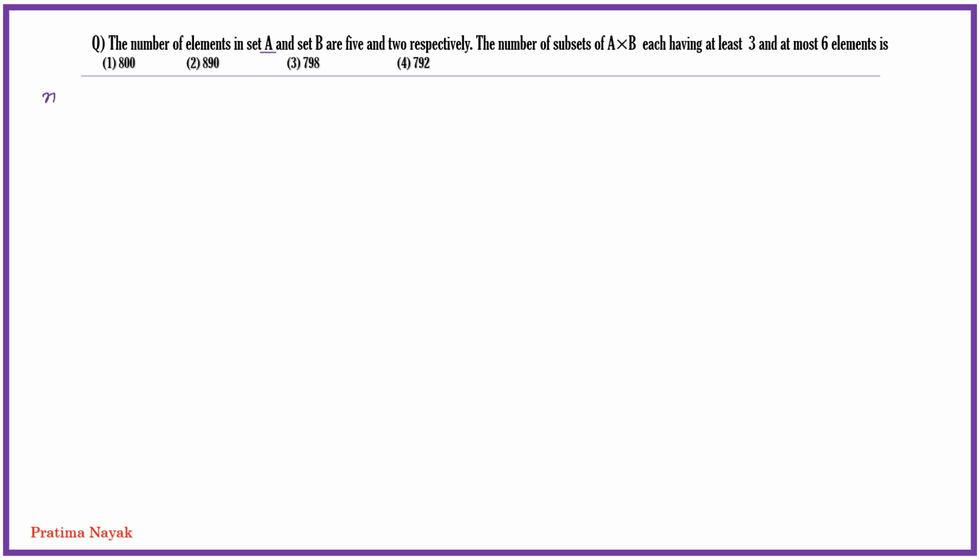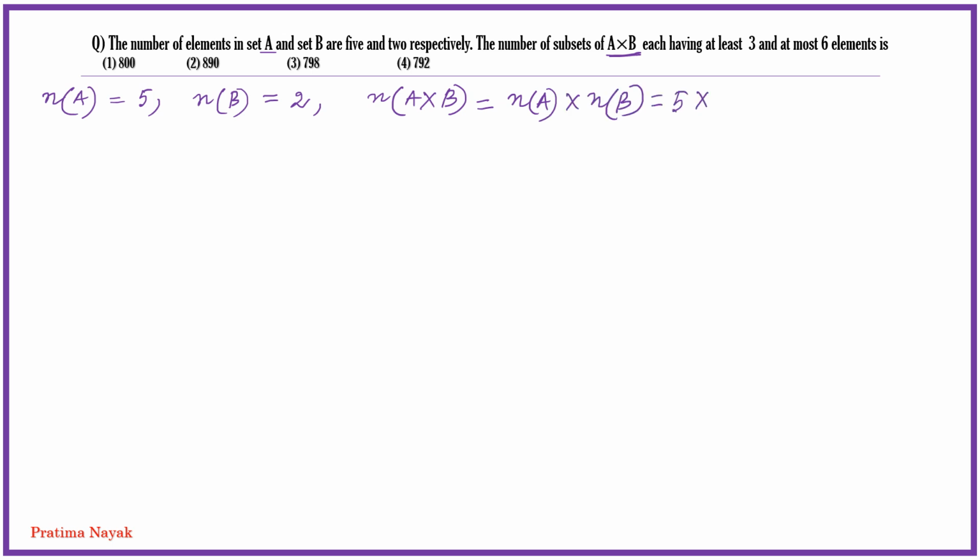The number of elements in set A equals 5, so I can write n(A) equals 5. The number of elements in set B equals 2, so we'll write n(B) equals 2. Then we know the easy way of calculating the number of elements in the Cartesian product of A and B, or A cross B, which is n(A) multiplied by n(B). This is equal to 5 multiplied by 2, which equals 10.